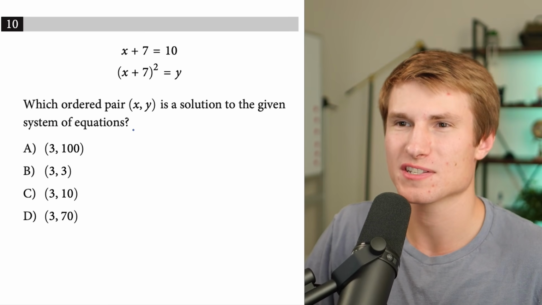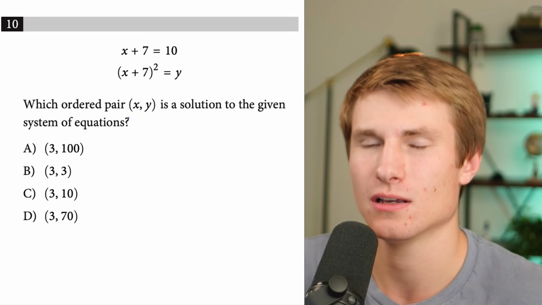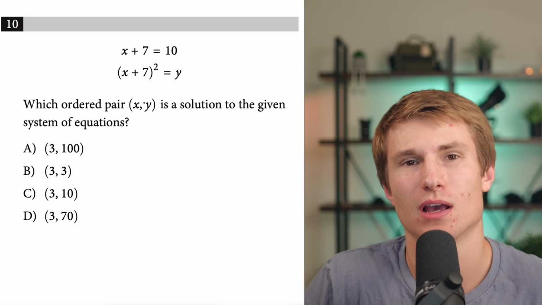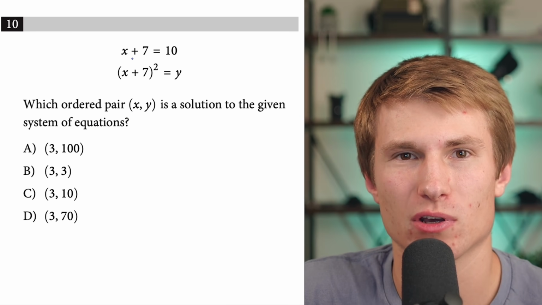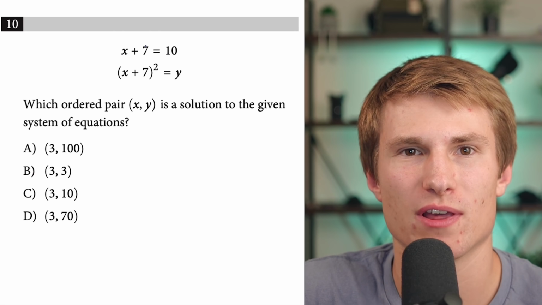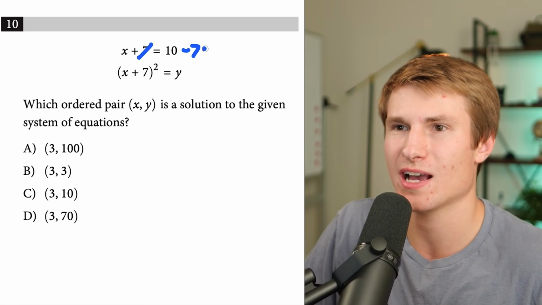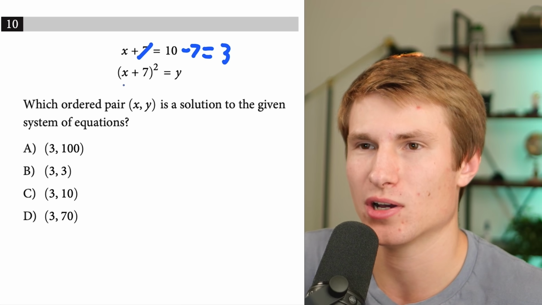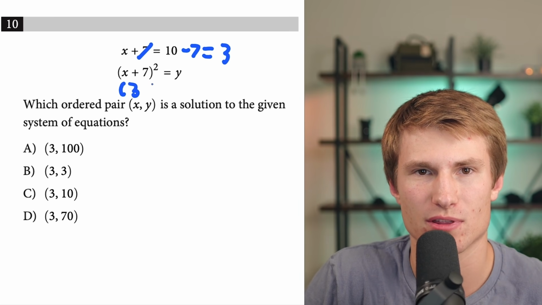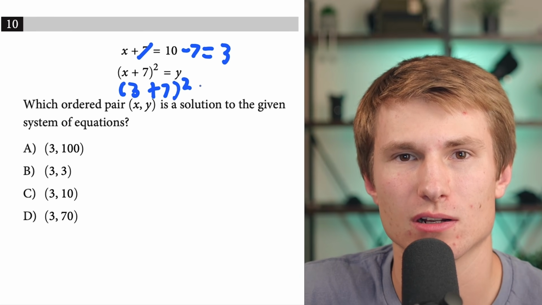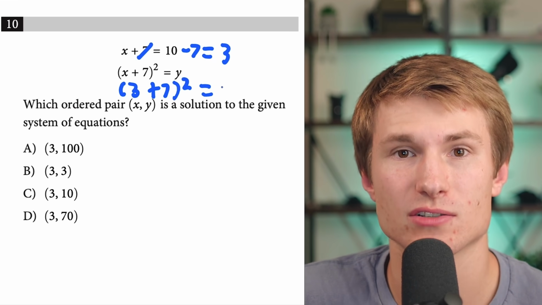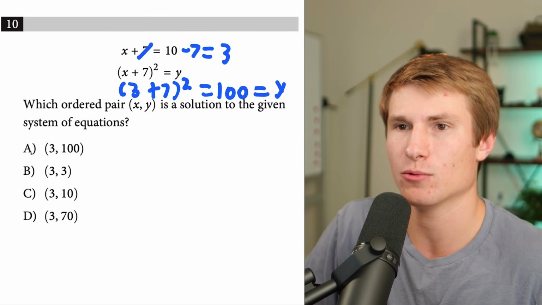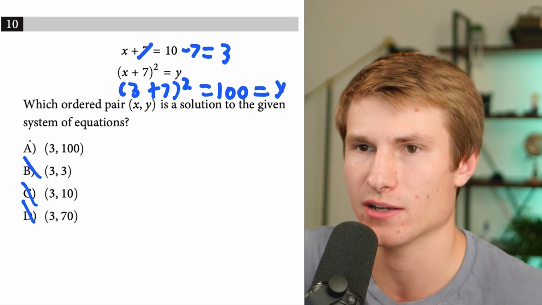Here's how to solve this system of equations question really easily. The question states which ordered pair x, y is a solution to the given system of equations. Now, as we can see, we have one equation, x plus 7 equals 10. We know that in that case, we can subtract 7 from both sides, and we're going to get that x is equal to 3. Now that we have the value of x, we can go ahead and plug that in on our second equation. We will end up with (3 plus 7) squared, which is equal to 10 squared, which is equal to 100, is equal to y. So we know that it will have to be 3 and 100, which is answer choice A.